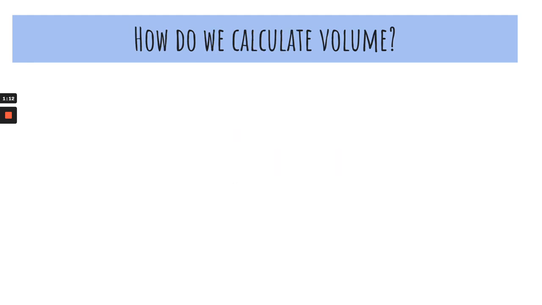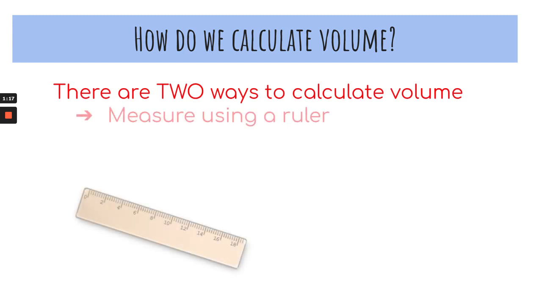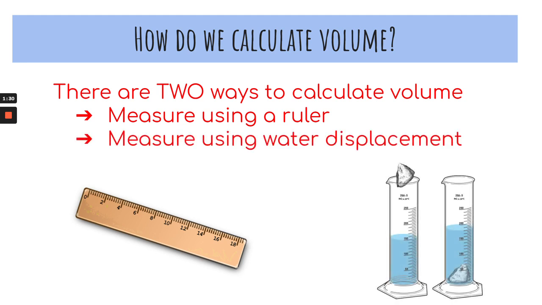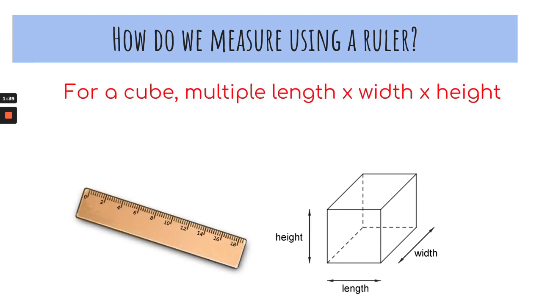So how do we calculate volume? Well, there are two ways to calculate volume. The first is measuring using a ruler. That's with an object that has a nice shape like a cube or a cone. Or you can measure using water displacement. So how do you measure using a ruler? Well, for a cube, you multiply the length times the width times the height. So length times width times height.